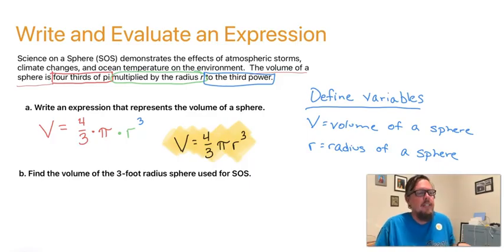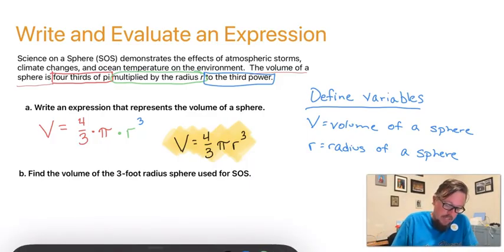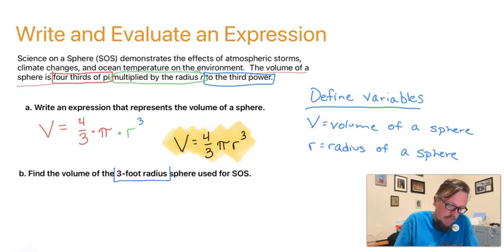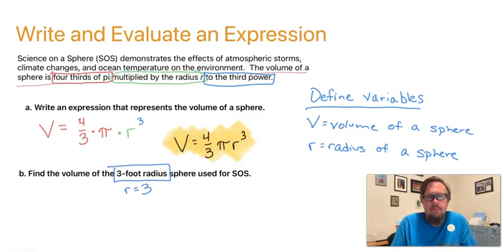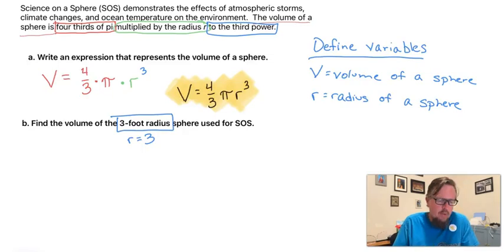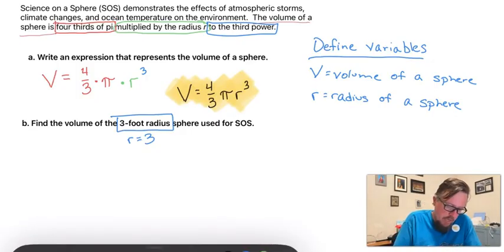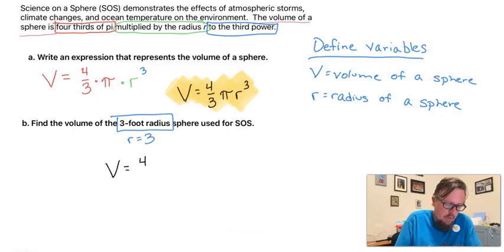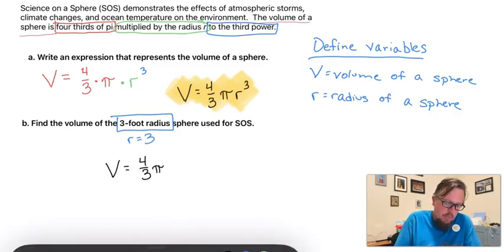Okay, so now that we've written the equation, the next piece of the problem is asking us to use the equation. It says find the volume of the 3-foot radius sphere used for SOS. So it's telling us that the radius is 3, the 3-foot radius sphere. This means r is going to be 3. So all we're going to do is take this volume formula that we have, V equals 4/3 pi r to the third power, and we're going to replace the r with 3. So we've got V equals 4/3 pi, and right here where the r goes, we're going to put 3, 3 to the third power.